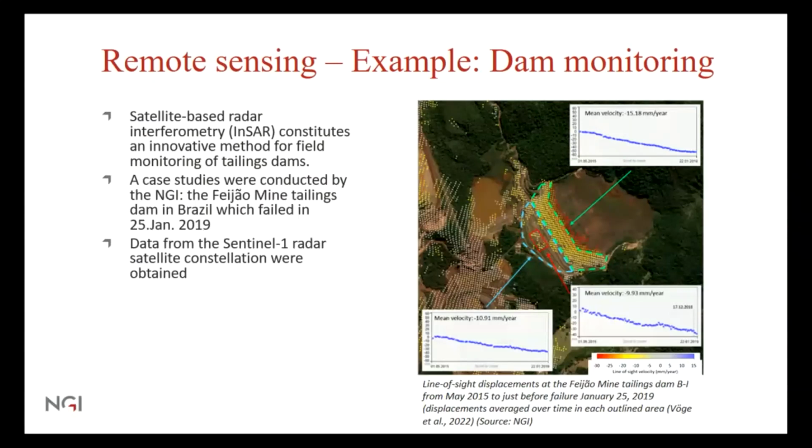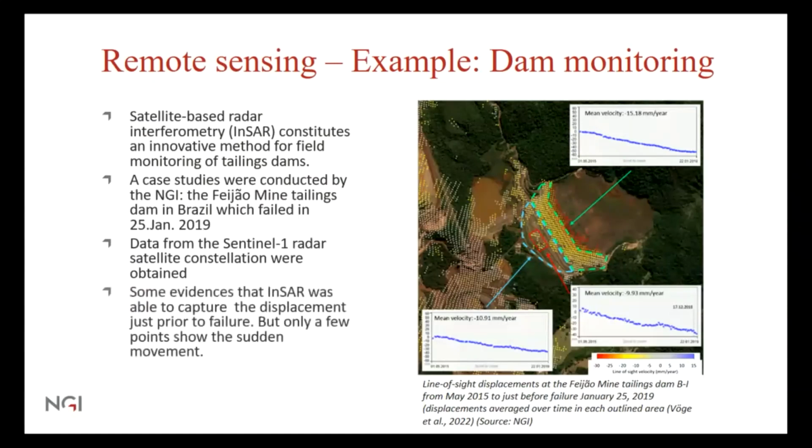And what my colleague tried to do was to test the applicability of remote sensing in detecting this failure, by obtaining data from Sentinel-1, which is a satellite, and then analyzing this data for, as you can see, mean velocities, like movement, at different points along the tailings dam.